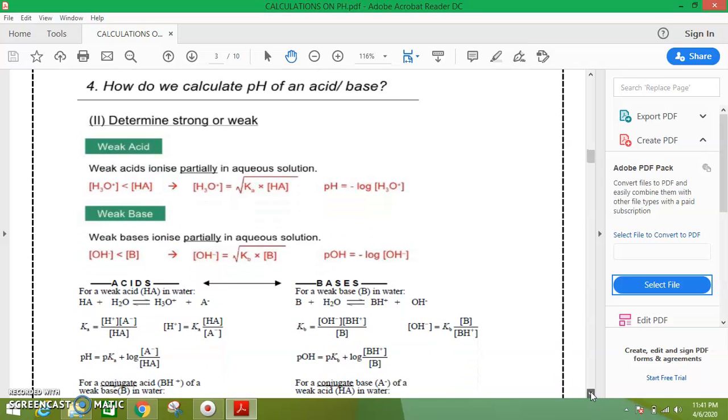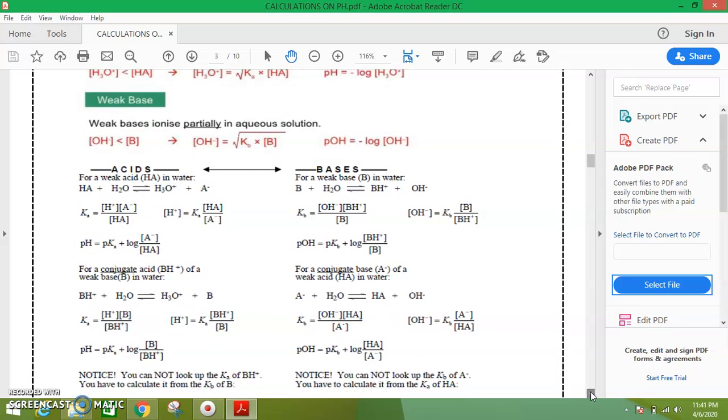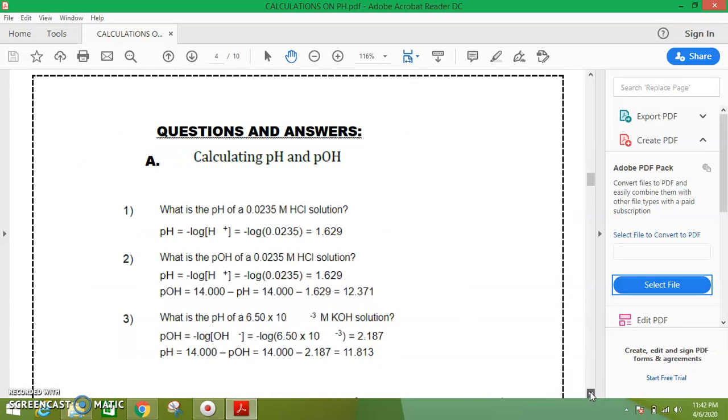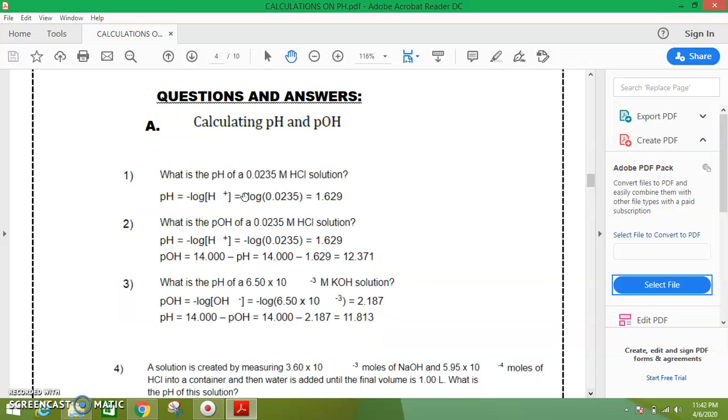Now, next we have some comparison between acid and base, and these rules I already told you, how to get pH for strong acid and how to get pH for strong base. So please just read these rules and follow the next part of our calculation. Look here, the questions and answers are also given. In our first part, I divided this calculation into different parts A, B, C, D. Now part A, calculating pH and pOH.